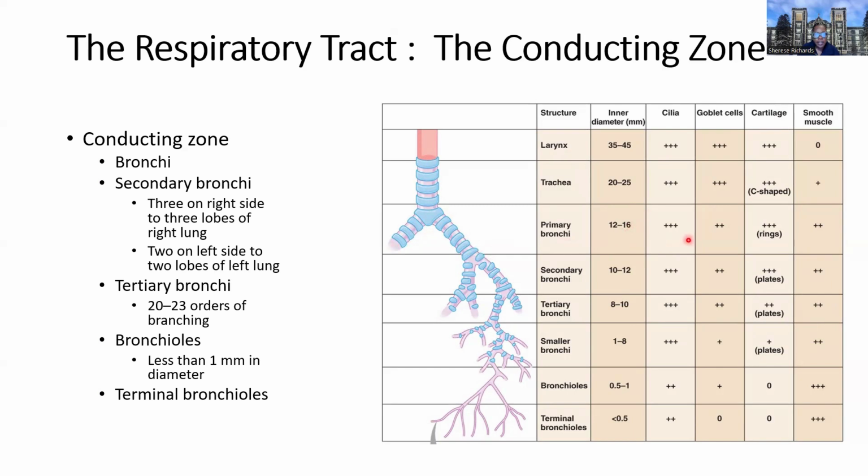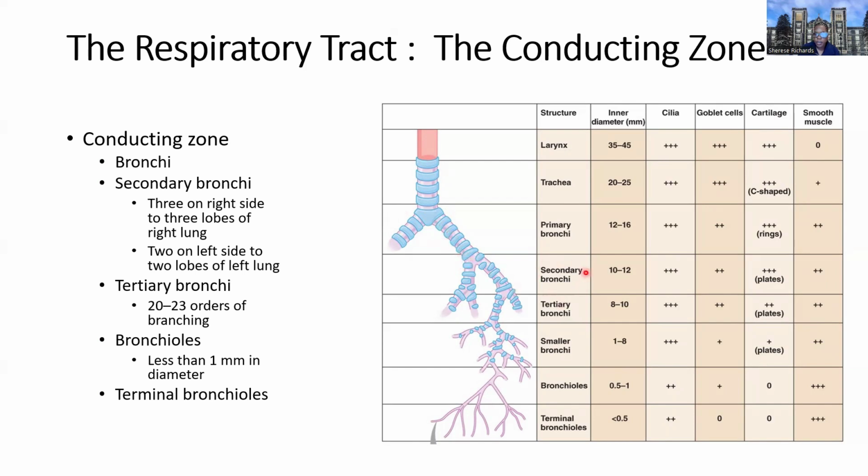There's three of these on the right side because we have three right lung lobes, while there's only two on the left. That's for the secondary bronchi. Whereas the primary bronchus is only one on each side, right? The right one we said is going to be shorter, more vertical, and wider. The left one is longer, more horizontal, and more narrow.